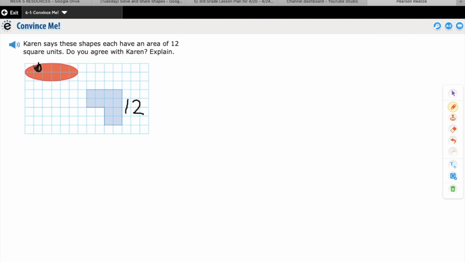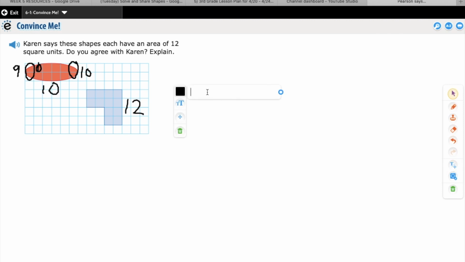But then we have these half pieces. So if we combine a half and a half, that'll make one whole square. So this will be 9. And then another half and a half, that's going to make another whole number. That will give us a total of 10. So we know that the orange shape has 10 square units and the blue shape is 12 square units. So they are not both 12.